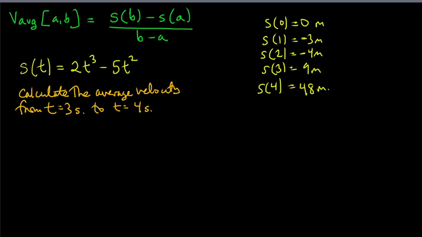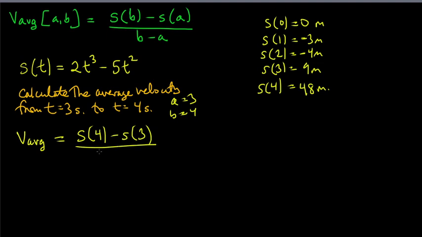So continuing with this example, we have the same position function, right? 2t cubed minus 5t squared, right? And so I want to calculate the average velocity again, but this time from t equals 3 seconds to t equals 4 seconds, right? And I reproduced the table I calculated earlier. So to calculate the average velocity, we're just going to plug in, right? So in this case, a is 3 and b is 4. So s of b is s of 4 minus s of a, it's s of 3, divided by 4 minus 3.